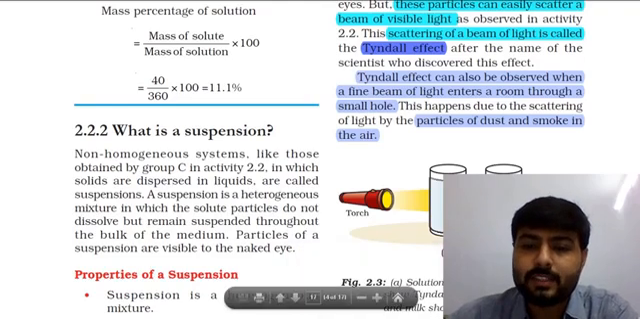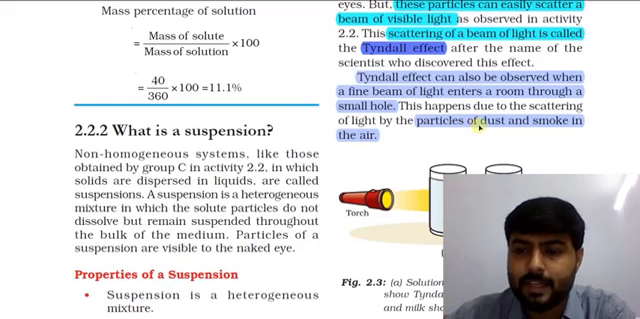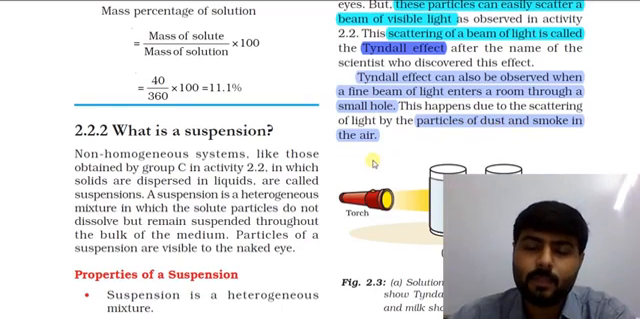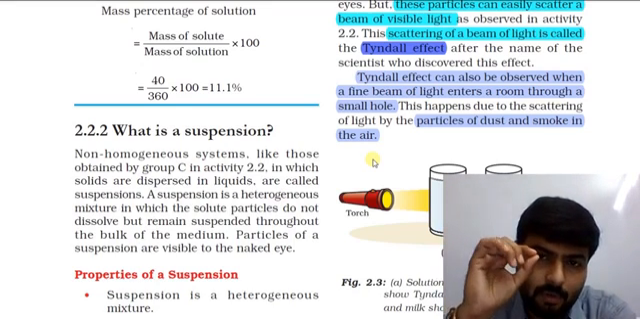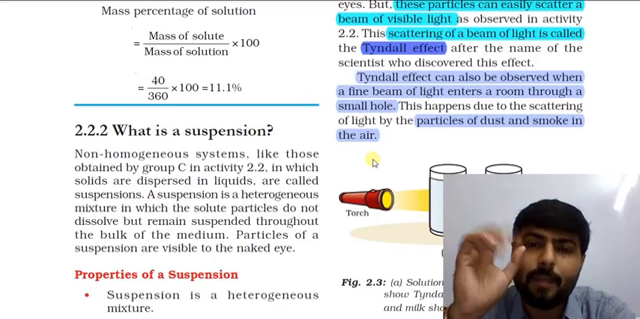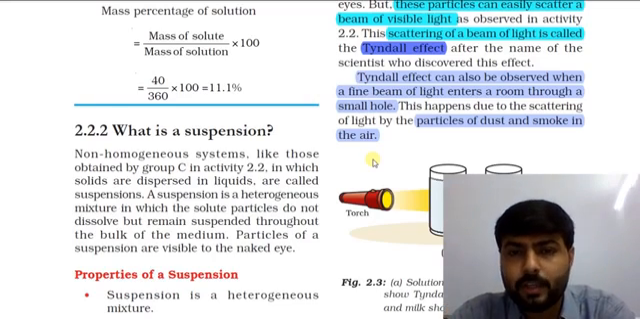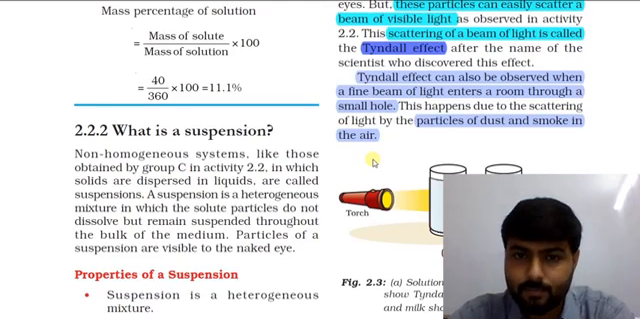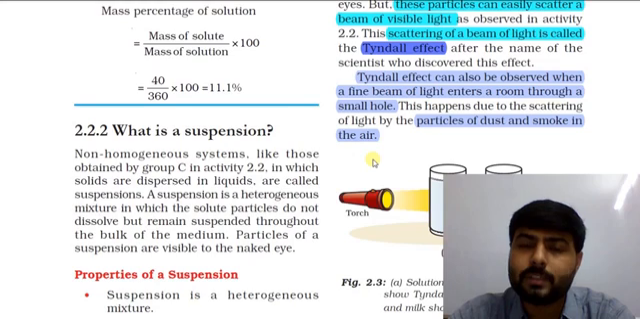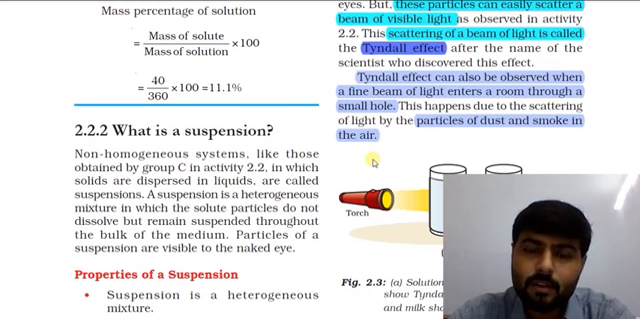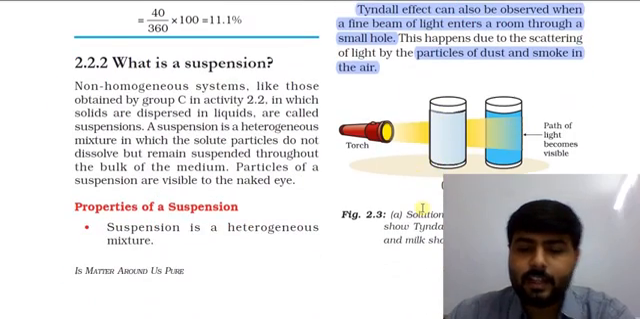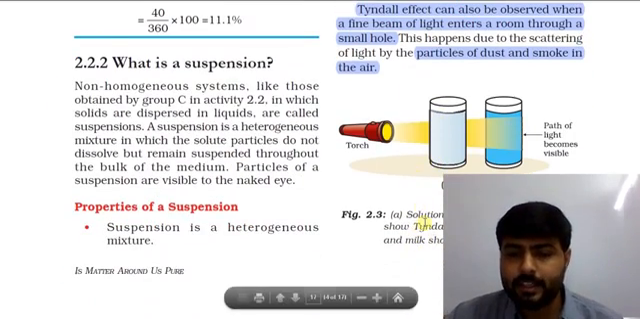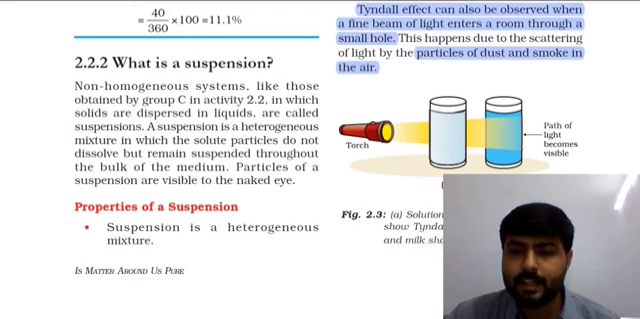This happens due to the scattering of light by the particles of dust and smoke in the air. You can see in that light path that very small dust and smoke particles are there. In smoke, you can also observe the Tyndall effect. So this is due to particles of dust and smoke. Here in figure 2.3, you can see that the solution of copper sulfate does not show the Tyndall effect.